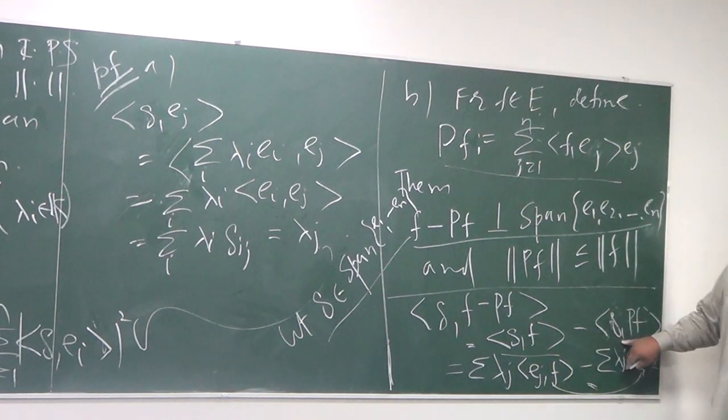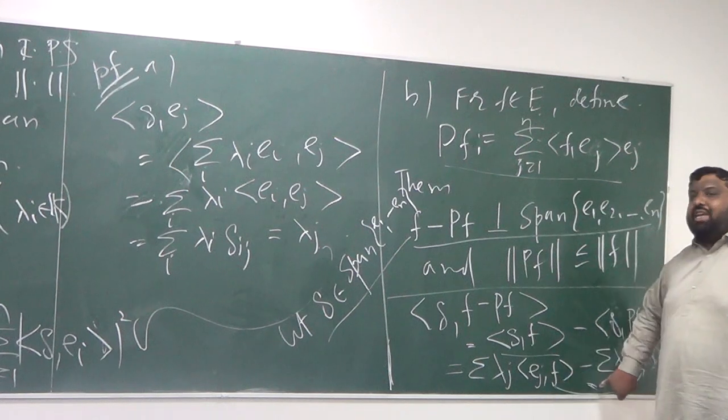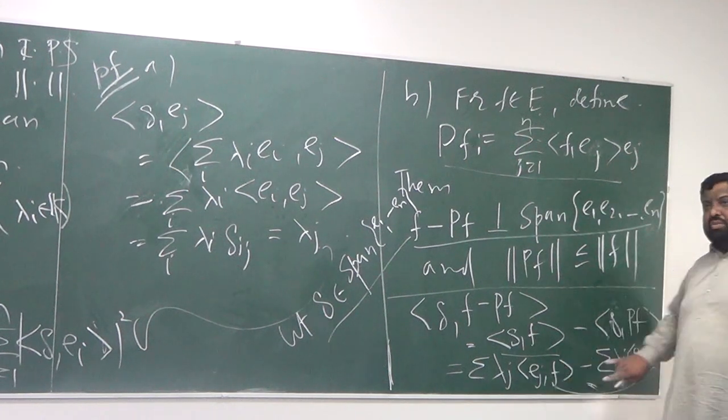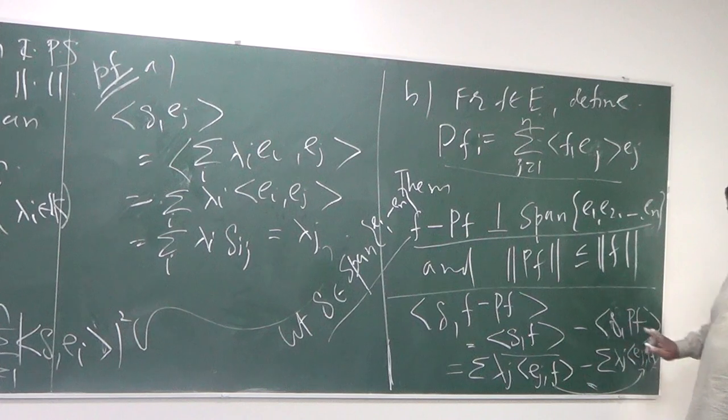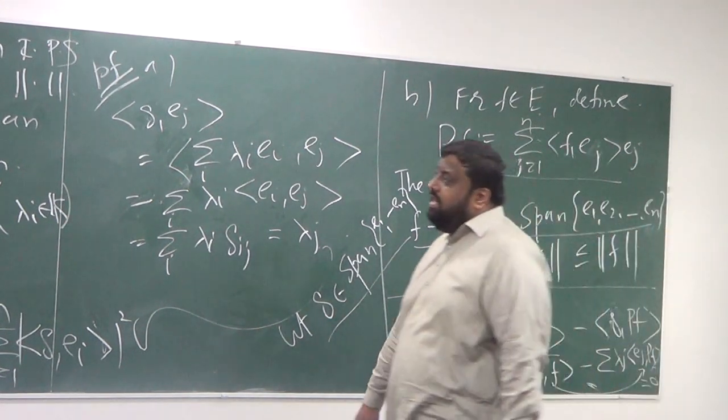And if I substitute G here again, I can get a similar thing here, Ej and Pf. My claim is that since these Ej, Pf and Ej, F are equal, these two sums are basically identical, and therefore their difference is going to give you a zero. Now, how are these two identical?